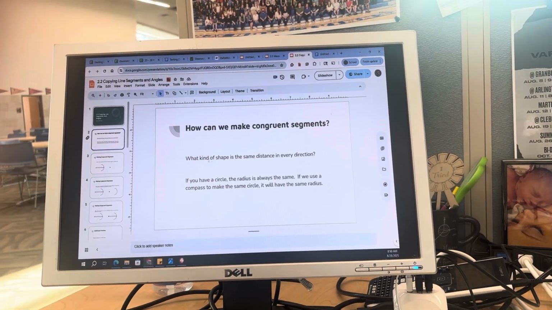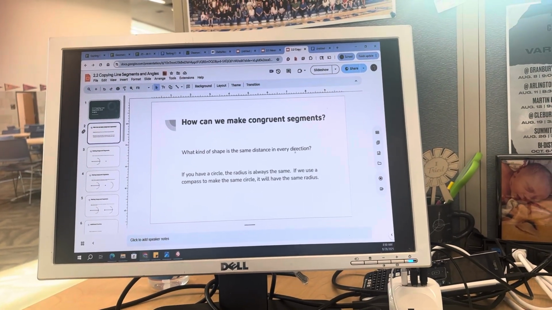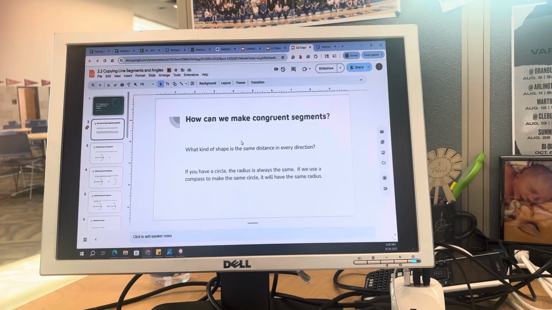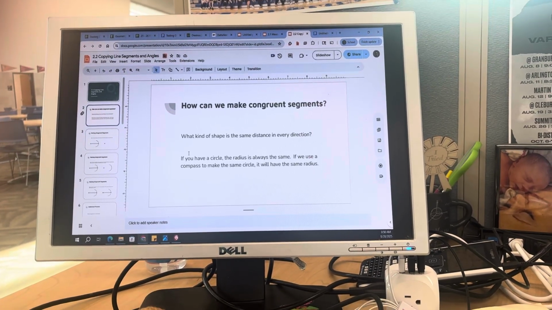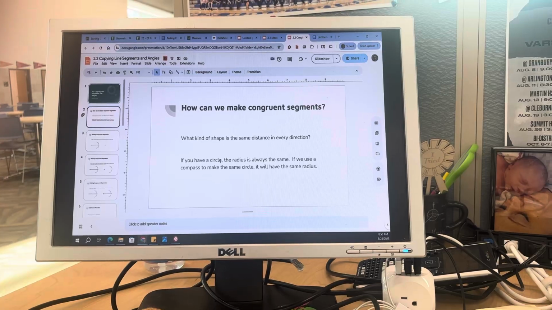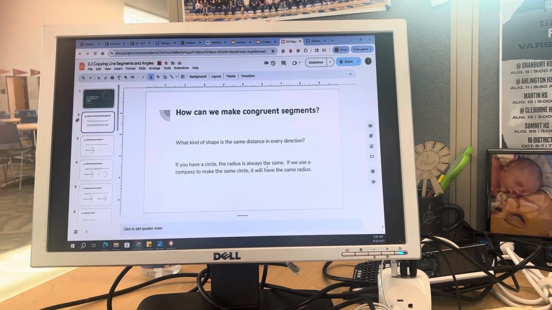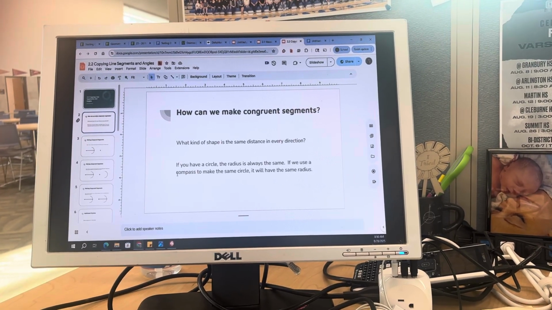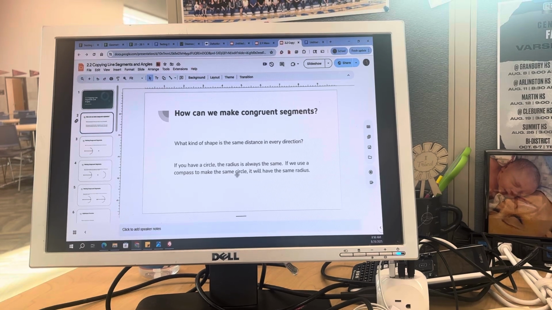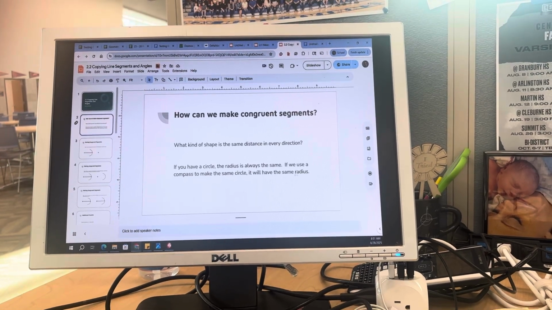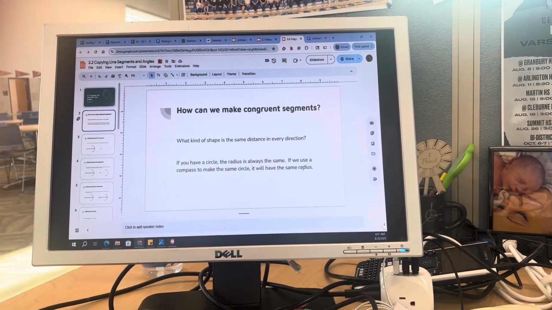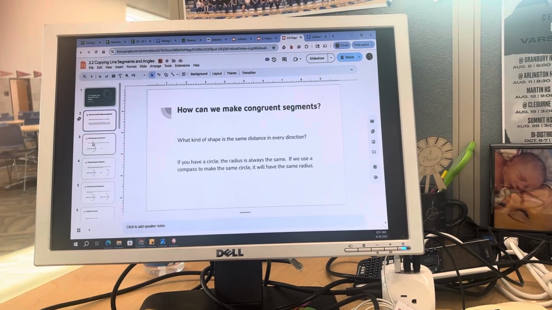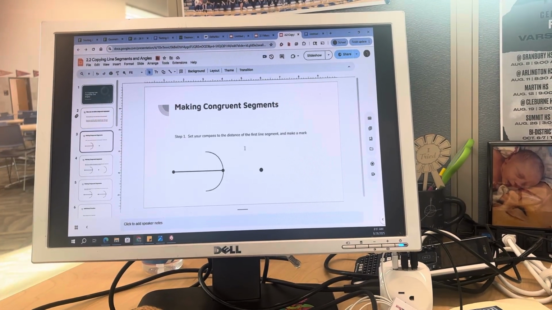So the first question: what kind of shape is the exact same distance in every direction? And eventually you should arrive at the answer that it is a circle. If you have a circle, no matter what, the radius is always the same in every direction. If we use a compass to make a circle and then keep that circle the exact same, it'll have the same radius, which means we'll be able to create a line segment that's the same distance every time.